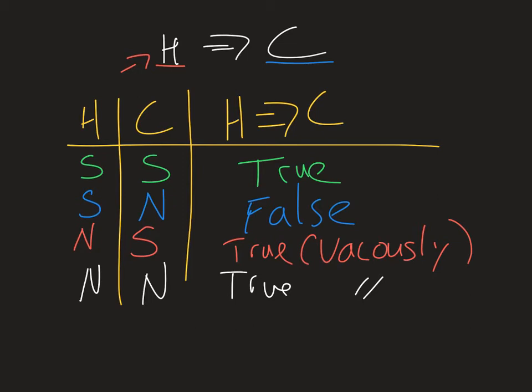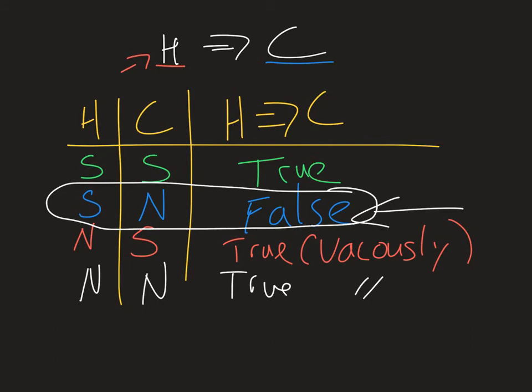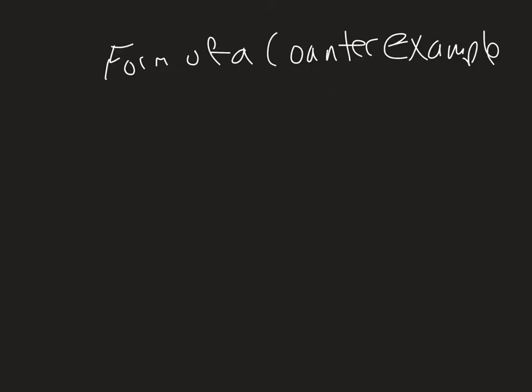Now, the cool part here is we want to look at this line in blue. This is how we can disprove a statement. We satisfy the hypothesis and we don't satisfy the conclusion. And we'll talk about that. That will lead to our proper form of a counterexample. So if we think about what we just learned here, for a counterexample, I have to show H and not C.